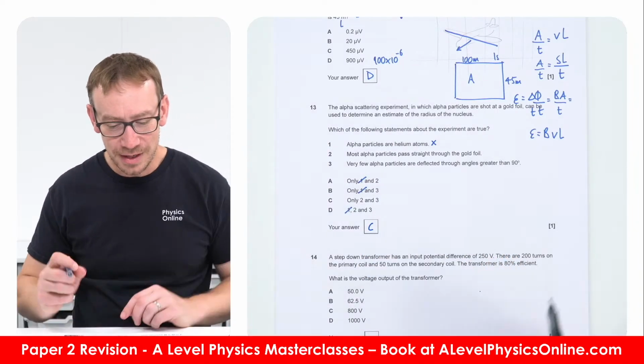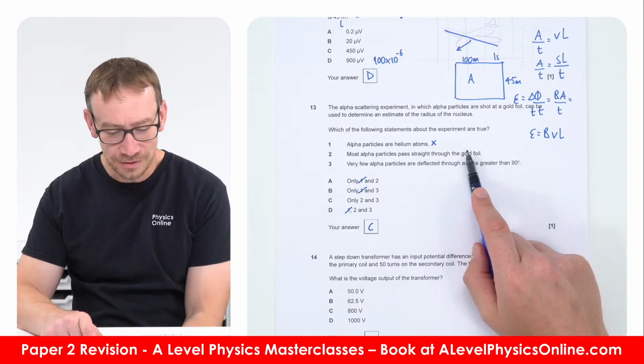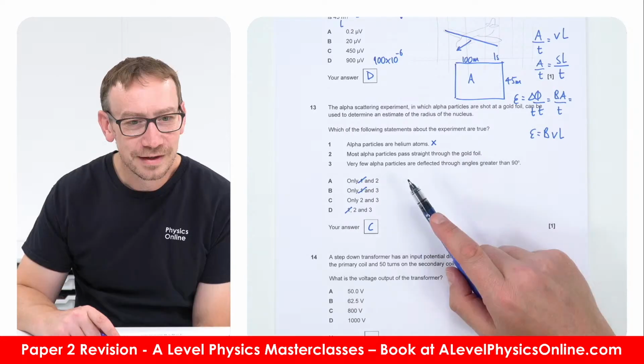And let's just check that. Most alpha particles do pass straight through the gold foil. Yes, they do.